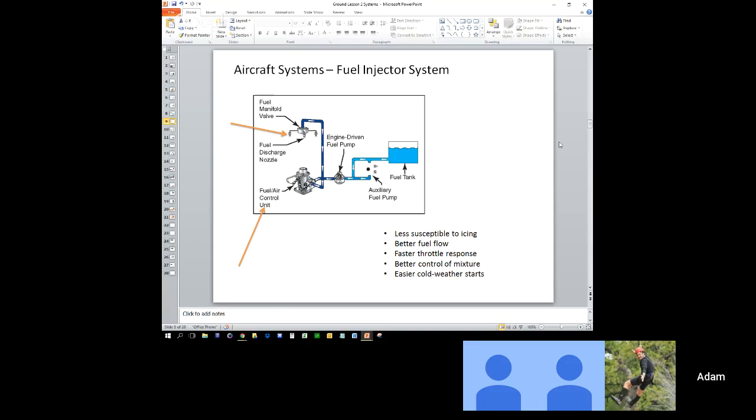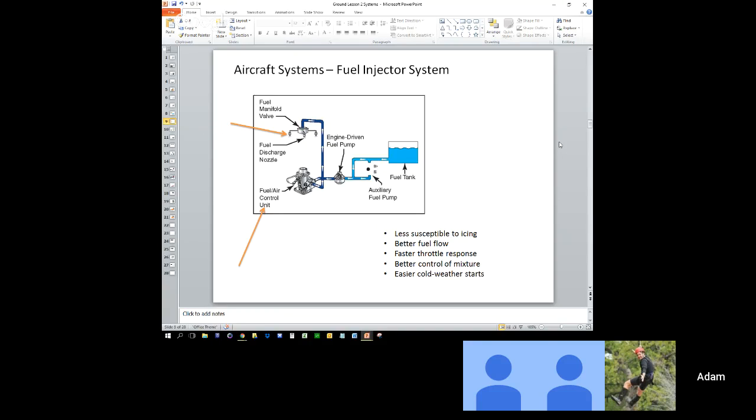Chances are, especially nowadays and going forward, you're going to fly an airplane with a fuel injector system. I don't think I've flown a carbureted engine in a while. They're definitely being phased out. If you buy an airplane today, it'll definitely have a fuel injected system on it. But fuel injected systems are similar to the carburetor. It essentially uses what's called a fuel air mixture control unit, which mixes the fuel and the air together and sends it to the cylinders.